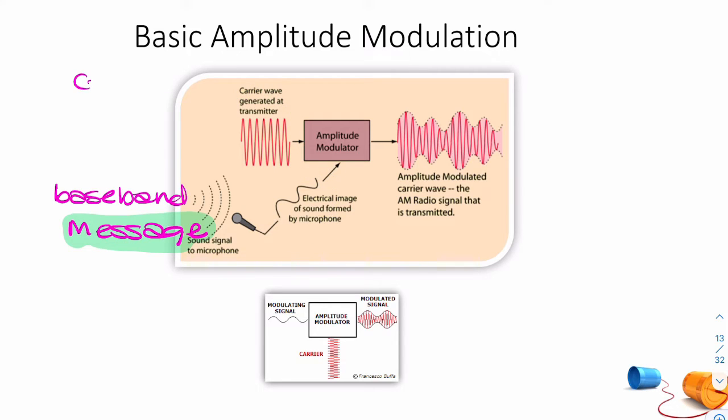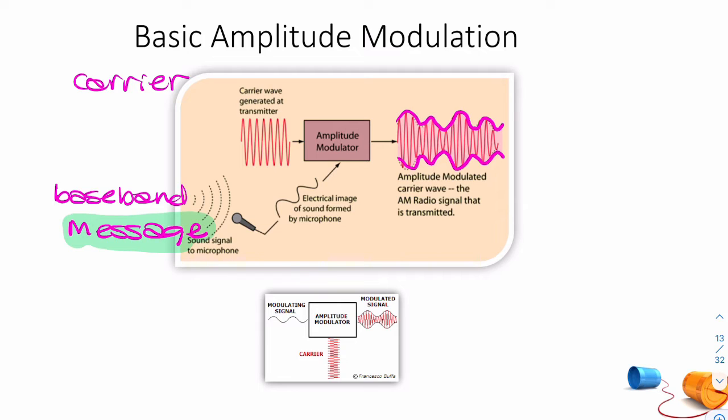So this is your carrier. Your carrier signal contains no information. It's simply a high frequency signal. Something happens in here, and you have your message somehow, so the baseband message, the voice signal, is somehow encoded within the amplitude or the envelope of the carrier. So the carrier has been changed.